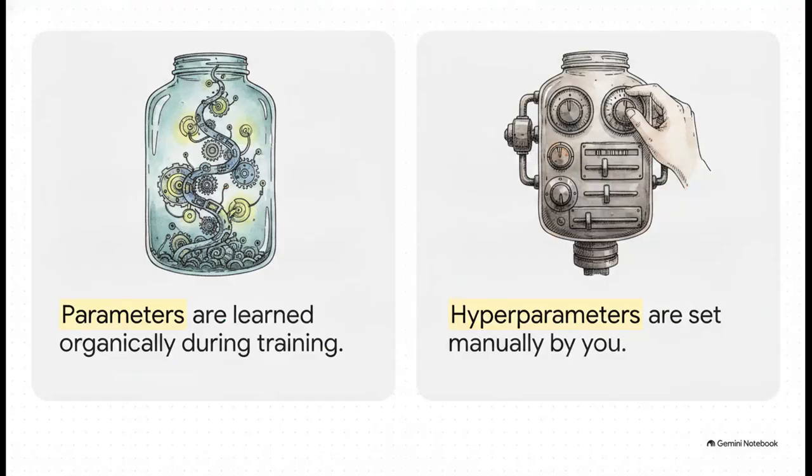Now, to manage this engine properly, you've got to understand this vital distinction. Parameters are the internal variables that the model learns organically, by itself, during that training loop we just talked about. Hyperparameters, on the other hand, are manually configured by you, the IT admin. We're talking about things like the learning rate or how deep a decision tree is actually allowed to grow. You set the boundaries, and the model figures out the rest.